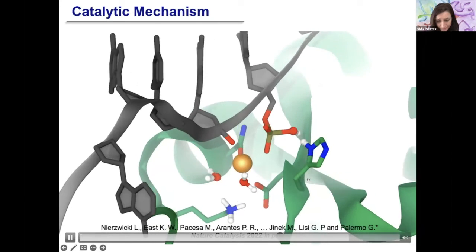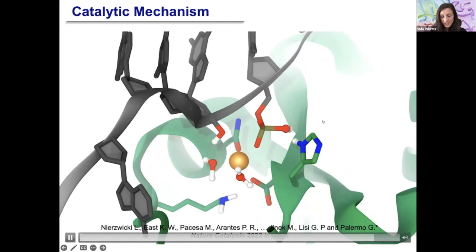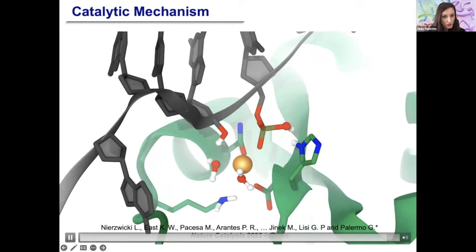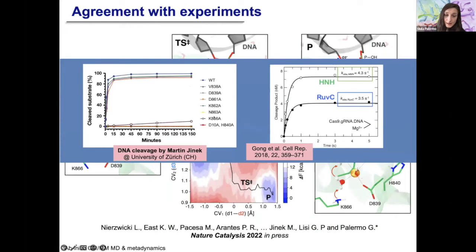So this was an observation that required careful examination and experimental validation, which at the end supported this mechanism, because by substituting this lysine, the catalysis actually does not occur.